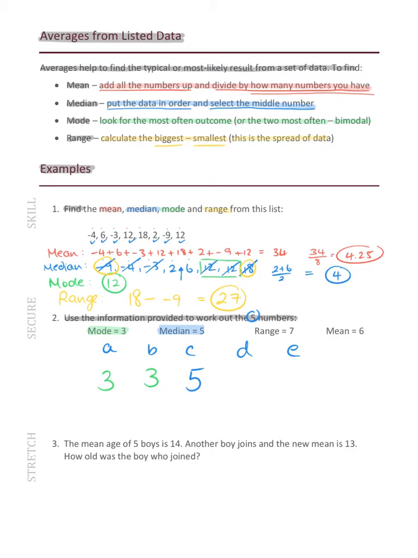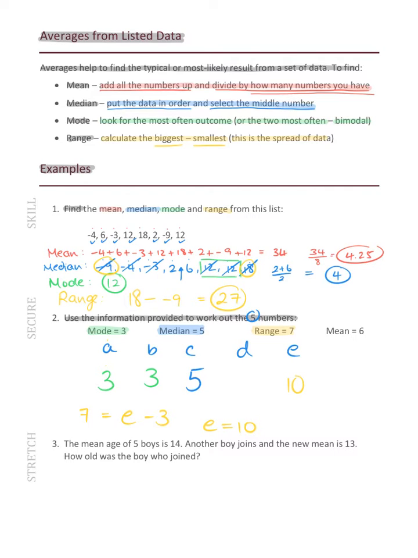Okay, next I'm going to consider the range. The range equals 7. So 7 is the biggest, E, minus the smallest, which is A, which is 3. So what that means is E equals 10. So E equals 10.